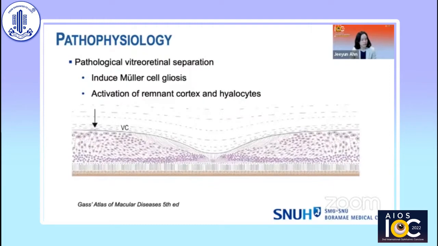The main pathology underlying ERM is not clear, but pathological vitreoretinal separation and ensuing cellular proliferation are suspected to be the main instigators. Collagen fibers making up the vitreous cortex are adhering to the internal limiting membrane, also the basement membrane of the Müller cells. When PVD occurs, some remnant cortex and hyalocytes are activated on the retina surface, and Müller cells migrate through small tissue defects and also proliferate, all forming ERM.